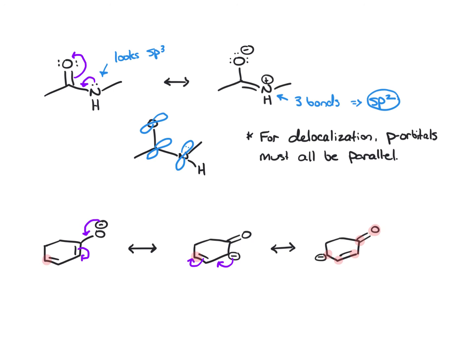In fact, we have 1, 2, 3, 4, 5 atoms in conjugation. It's worth mentioning that part of a molecule can be in conjugation while another part may not. So here, these 5 atoms are part of the conjugated system, the delocalized system. These 2 atoms are not part of conjugation.